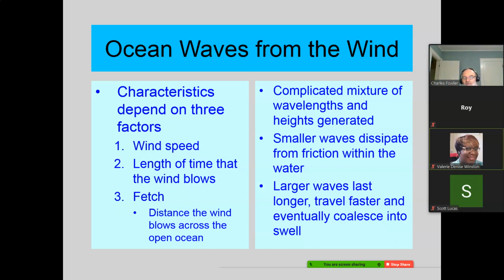So the swells are the gradual, long-term effects. The waves are usually shorter term and more temporary. Larger waves last longer, travel faster, and if they come from the same direction long enough, eventually coalesce into a swell. Then when the wind changes, it starts making new waves, but that old swell still abides, pretty much the way it was, until gradually it will dissipate.